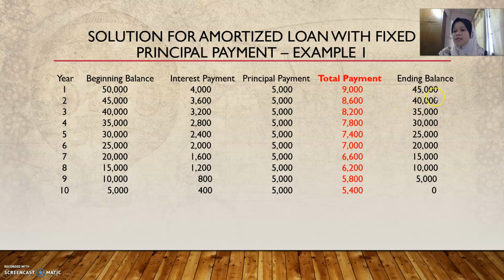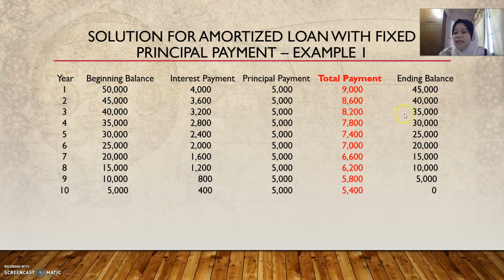So how are you going to get this 40,000? Your beginning balance minus the principal payment, you will get the ending balance. The ending balance will become the beginning balance for next year. So 40,000 here, how are you going to get the interest payment? 3,200. The interest rate is 8%, 8% times 40,000, so you will get 3,200. And then the principal payment is just fixed, 5,000. So you add both the interest payment and principal payment, you will get total payment, 8,200.